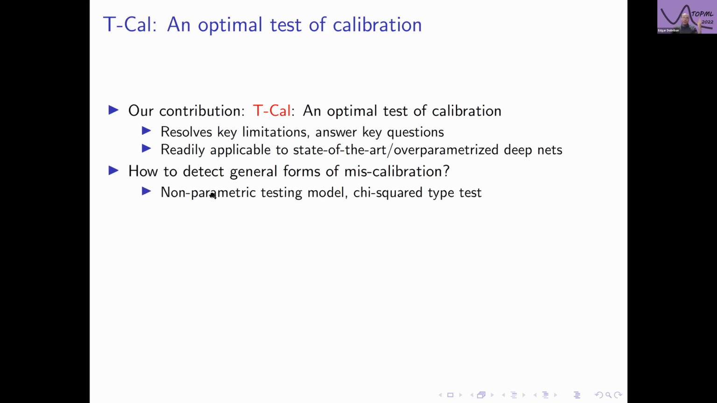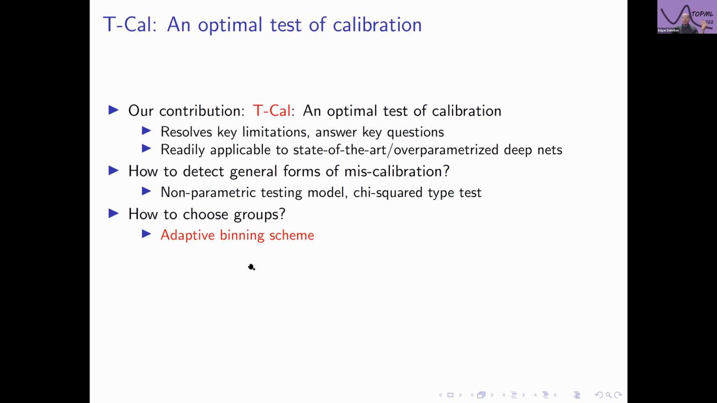So just intuitively, for the question of detecting general forms of miscalibration, we will simply follow the suggestion from Miller to use a non-parametric testing model and a chi-square type test. That's a well-established idea. We will follow that. But for the problem of choosing the groups, which is a challenging problem, it turns out we have been able to come up with a binning scheme that is adaptive to the true smoothness level of certain things which I'll define in a second, basically this calibration curve.